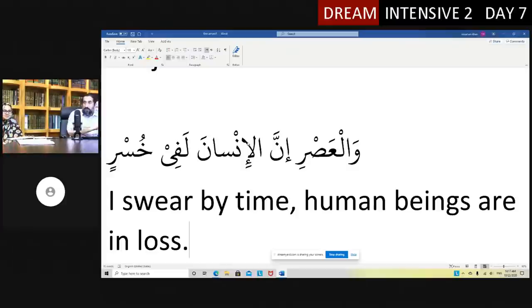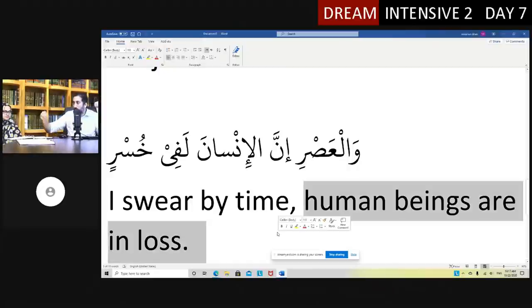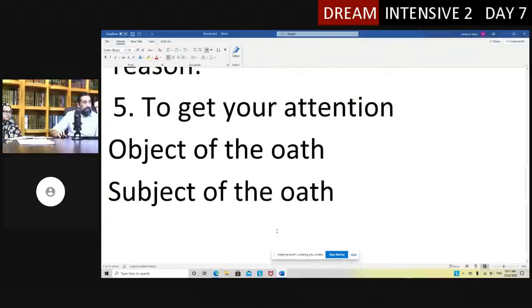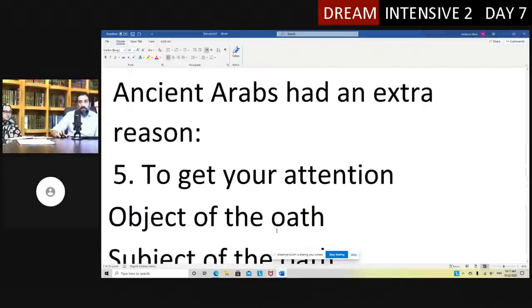Good. Time is the object. Everybody's okay with time as the object? And the rest of this, the thing you actually wanted to say, that's your subject. Now, the ancient Arabs did something. They said, it's not just, I swear. They wanted to use an object to get everybody's attention so they could talk about the subject.